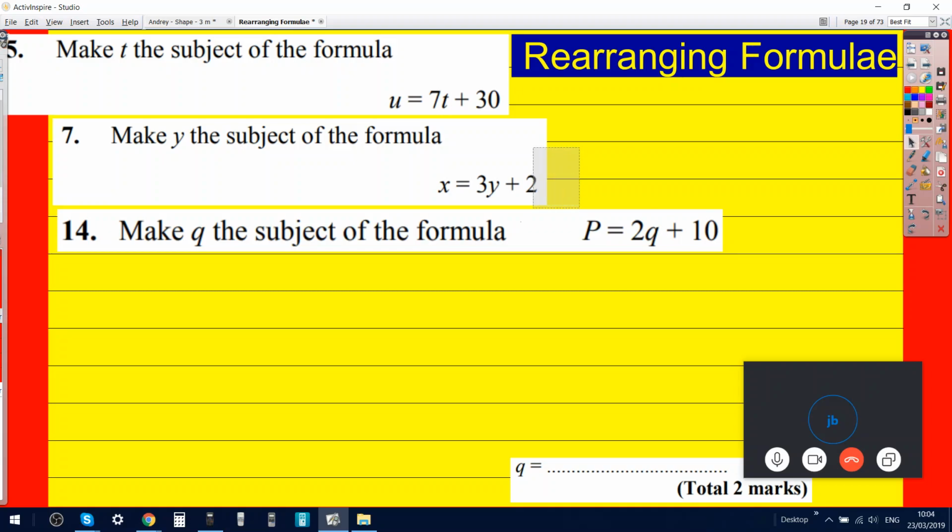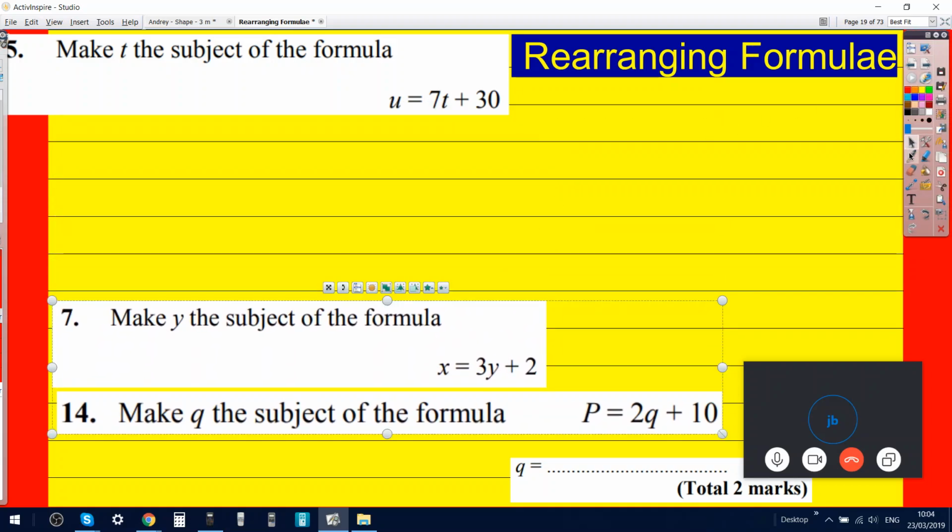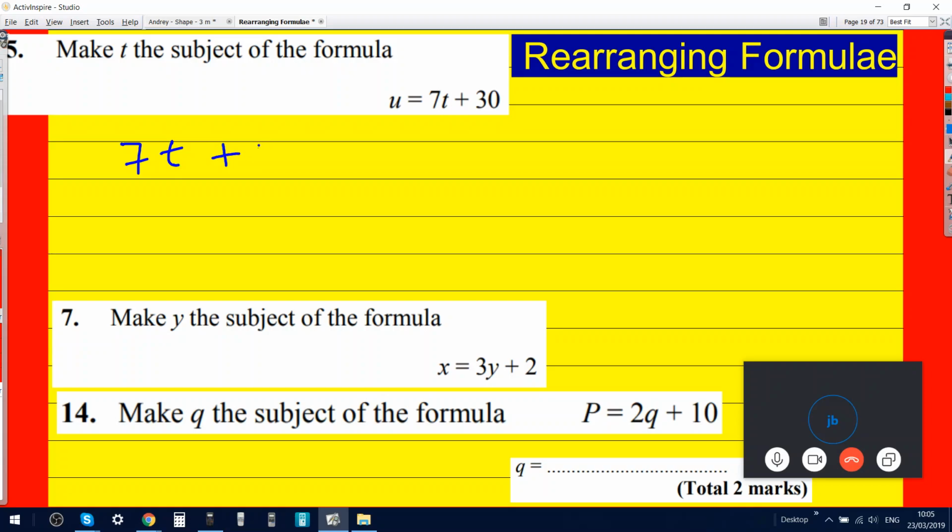Okay, how do we do this one up the top? Would you take away the 30 first? That leaves, so... I'm not sure. Ultimately, t the subject. So let me just rewrite it. I'll just flip them around. So 70 plus 30 equals u. So you want t equals. So instead of thinking u is just a number, what would you do?